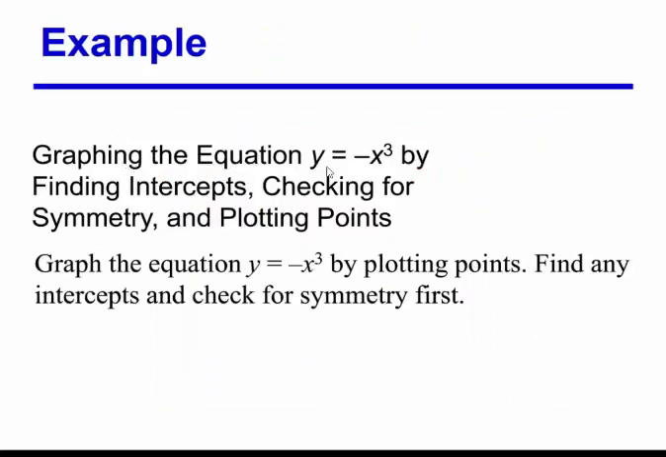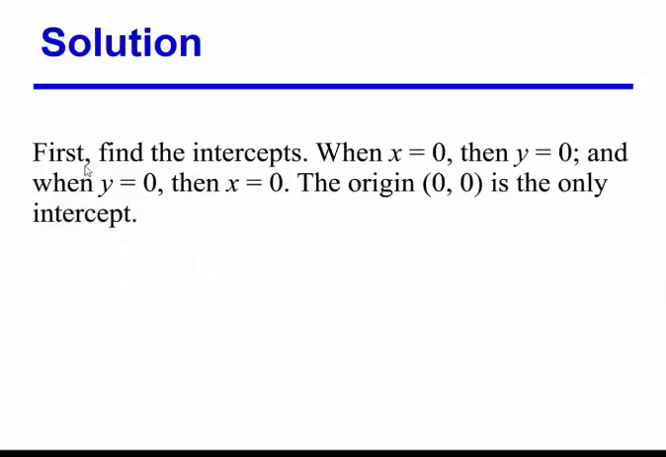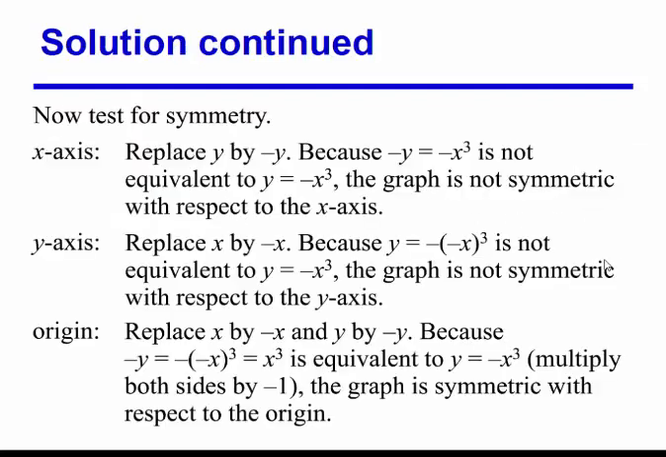So graphing the equation y is equal to -x to the third by finding intercepts, checking for symmetry, and plotting points. You're going to find any intercepts and check for symmetry first. So first find the intercepts. When x is 0, then y is 0. And when y is 0, x is 0. So the origin is the only intercept for this particular equation.